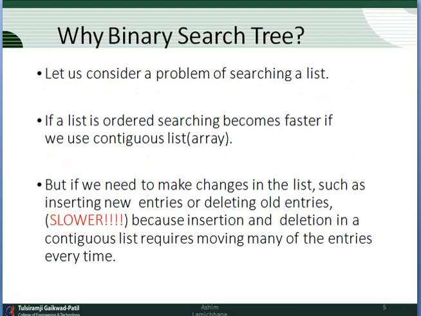Why binary search tree? Let us consider a problem of searching in a list. If a list is ordered, searching becomes faster if we use a contiguous list, an array. But if we need to make changes in the list, such as inserting new elements into the list or deleting old entries, it becomes slower, because insertion and deletion in a contiguous list requires moving many of the entries every time.